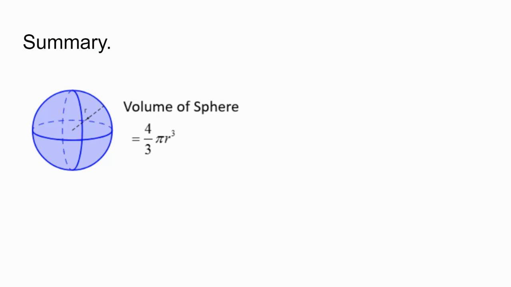All right, so in conclusion today, we found the volume of a sphere using the formula 4/3 pi r cubed. Just make sure that when you are solving this on your calculator, you're inputting that 4/3 first. And also make sure when you're solving these problems that you're using the radius and not the diameter.